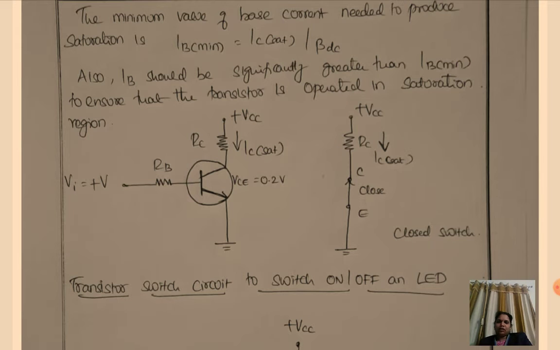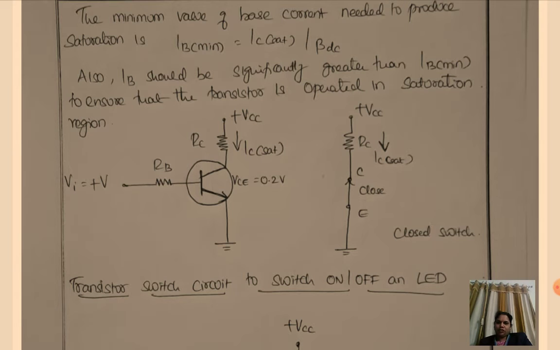Once again I will conclude: if the input voltage is 0, there will not be any base current. If base current is 0, collector current is also 0. So the voltage drop across the collector and the emitter will be equal to the collector voltage VCC, and we can observe that there is an open circuit across the collector and the emitter terminals. Hence the transistor acts as an open switch.